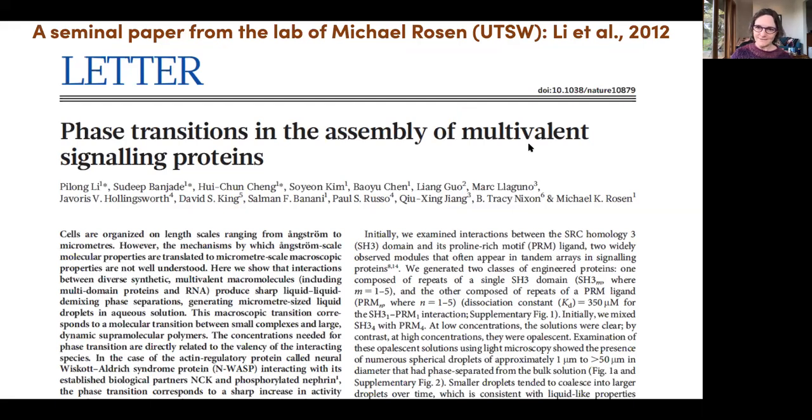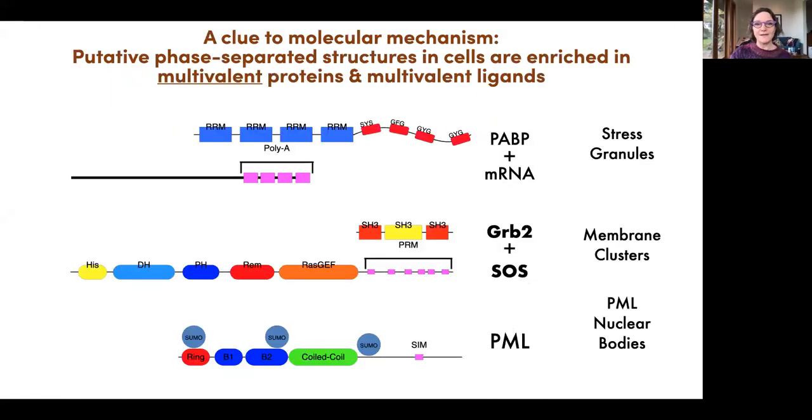So what is multivalency? Valency is basically binding. A multivalent protein or macromolecule can simultaneously bind to multiple other partners. And that is a property of many proteins within cells, and also nucleic acids.